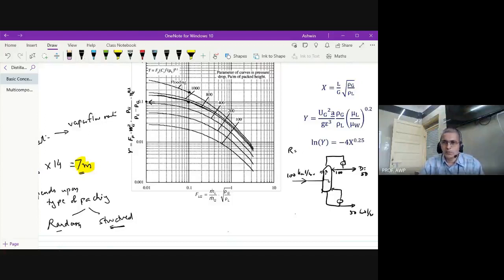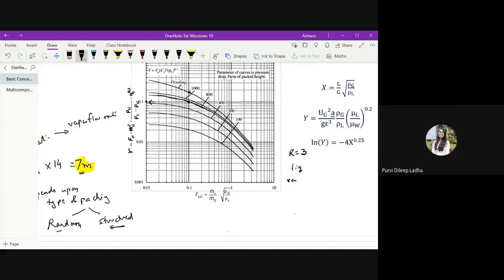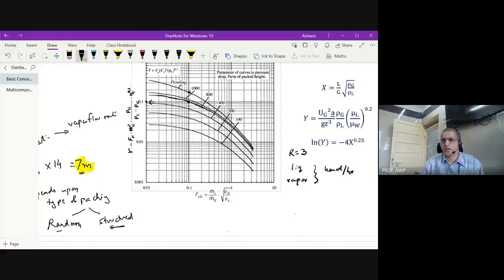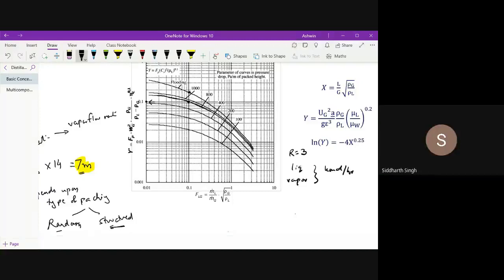So suppose reflux ratio is 4, then this would be 200 and the vapor would be 250. So suppose now at any particular value of R, say reflux ratio is 3, can we calculate the liquid flow rate and can we calculate the vapor flow rate in terms of kilomoles per hour? Do you agree? Will you be able to calculate or not? Yes, sir. We will be able to calculate.